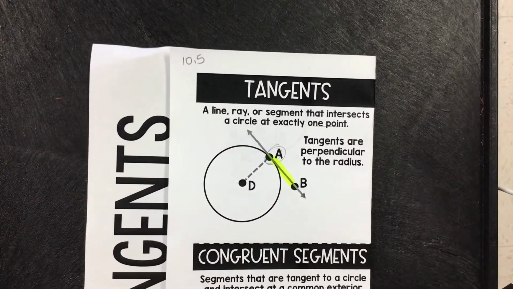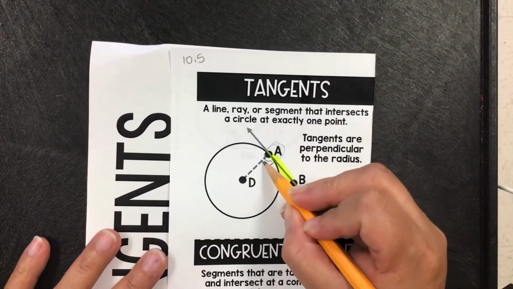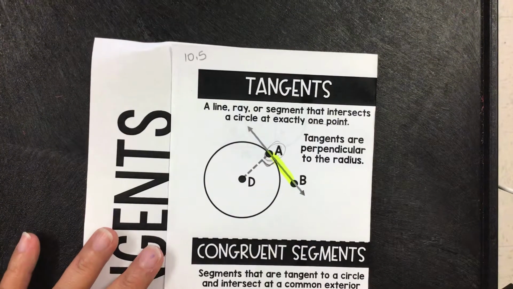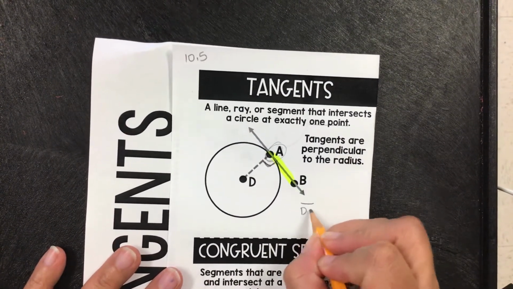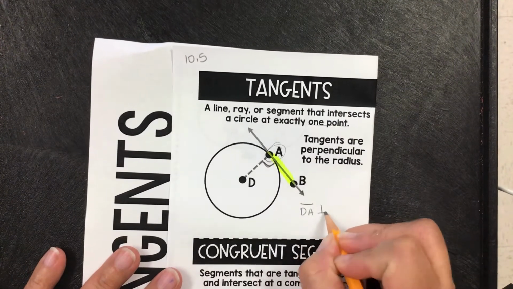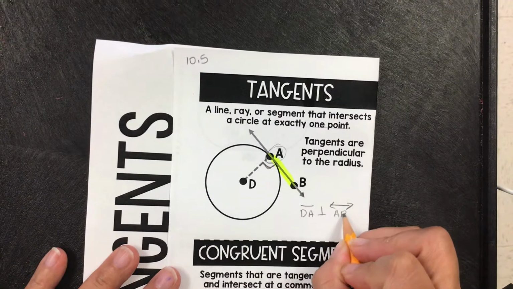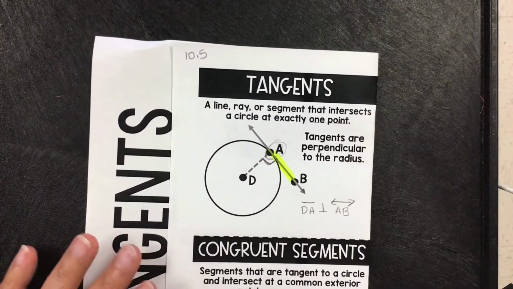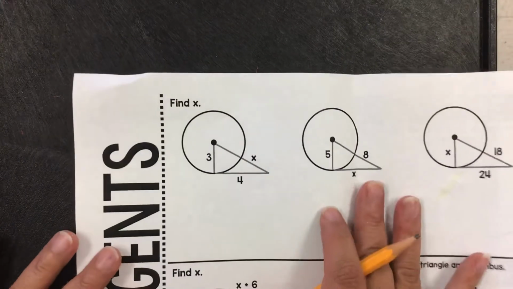The other thing that we need to know is that a tangent is perpendicular to the radius at that point. So this is always 90 degrees. That means that the segment DA is perpendicular to the line AB. Why do we need to know that? This is what the problems look like.